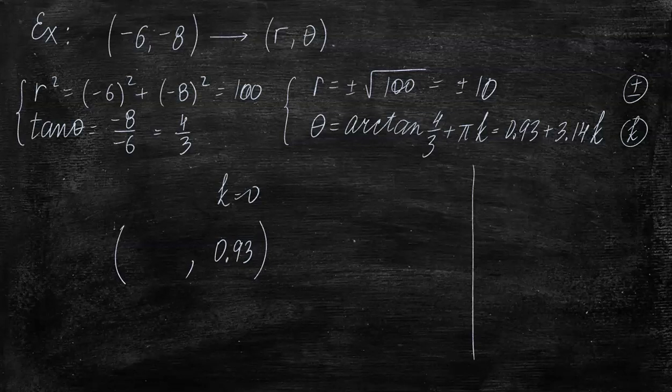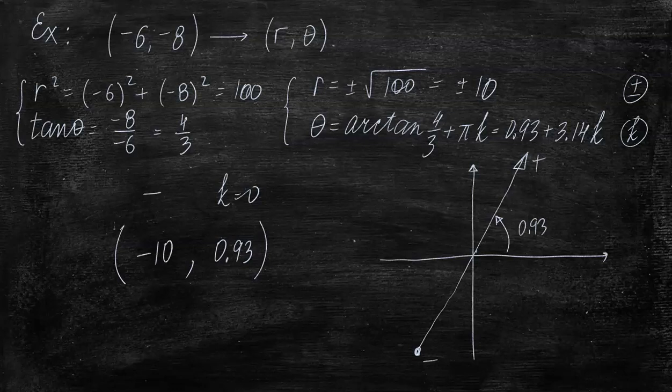A quick sketch shows us that 0.93 will be facing that direction, but the point -6, -8 is actually right here. So if I want to face this direction but land over here, I better be moving in the negative direction. So we choose -10, and therefore this is one way to represent this point.